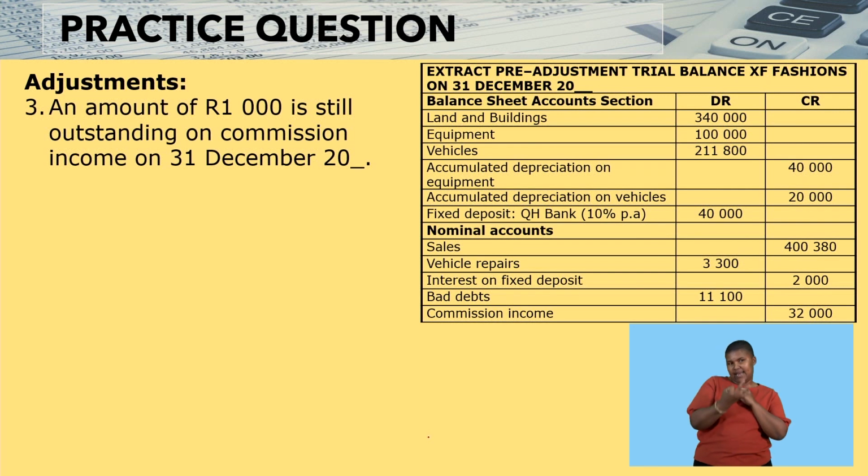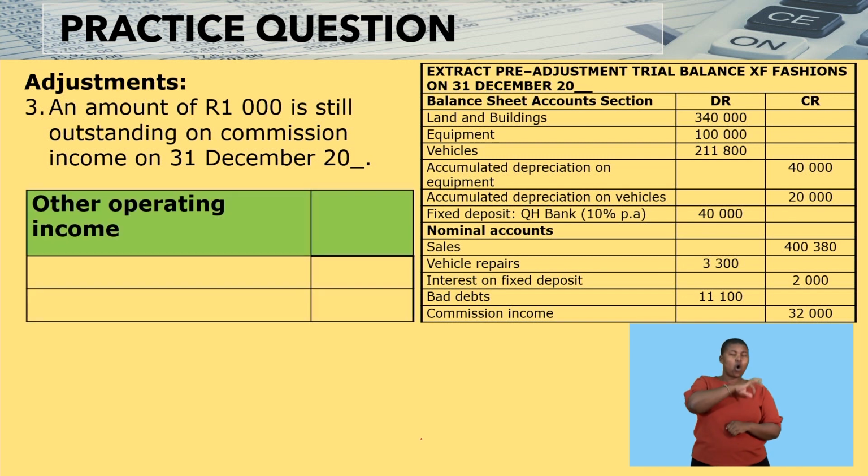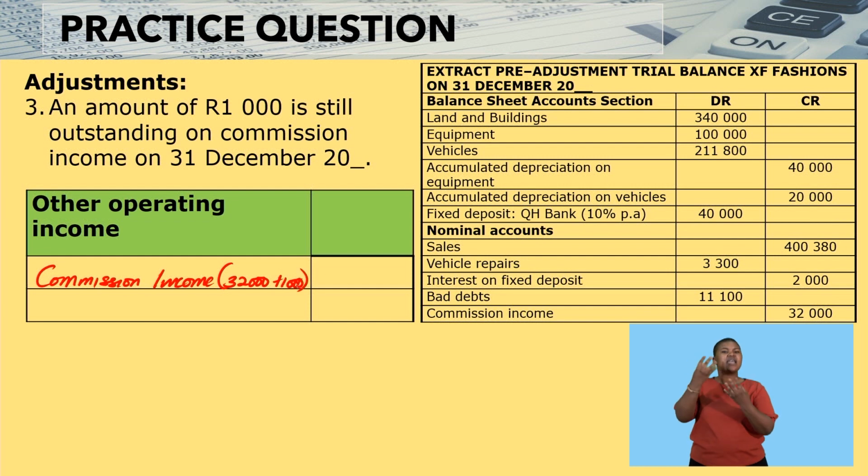Adjustment number 3 then says, an amount of 1,000 is still outstanding on commission income. If an amount is still outstanding, we come here to other operating income, then we have our commission income. And our commission income that we are given in the list of balances is 32,000. Yet we are being told 1,000 is still outstanding. So we come here, we add 1,000 to give us a total of 33,000 commission income.